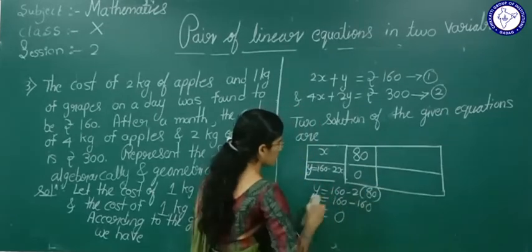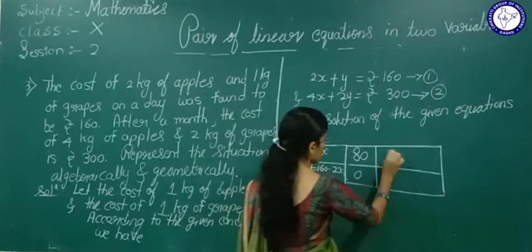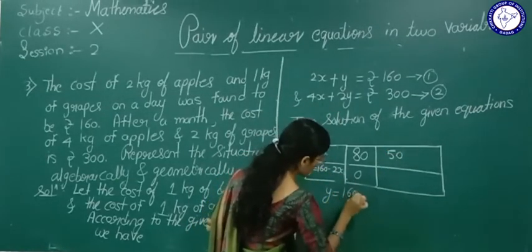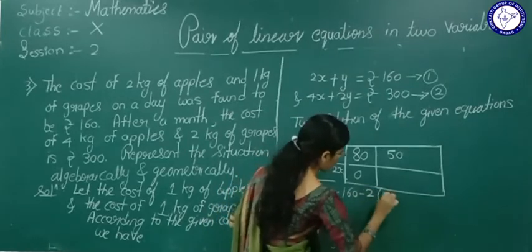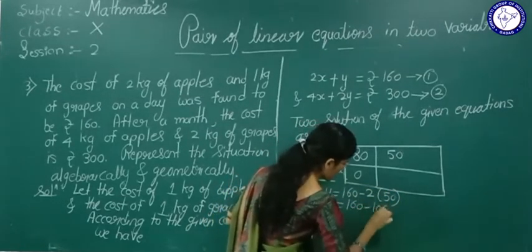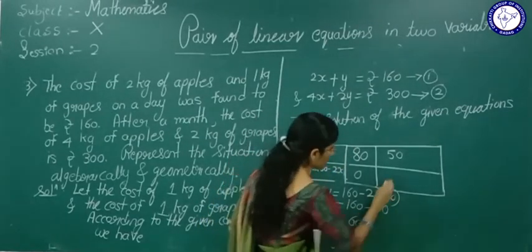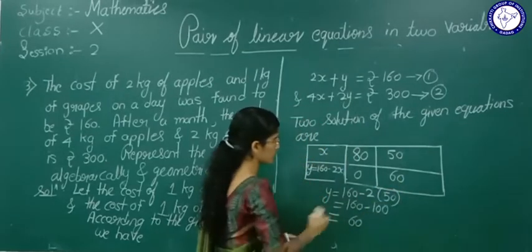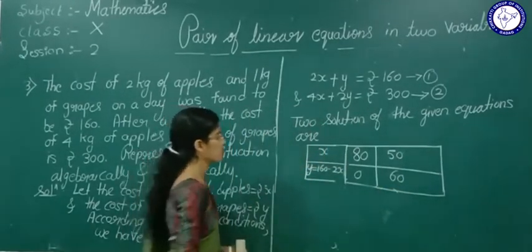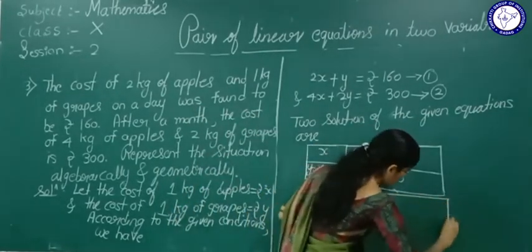Okay. Now if I take x value 50, what is the y value? 160 minus 2 of 50. 160 minus 100. What is 160 minus 100? It is 60. Okay. And now we are going to write the solution of equation number 2.